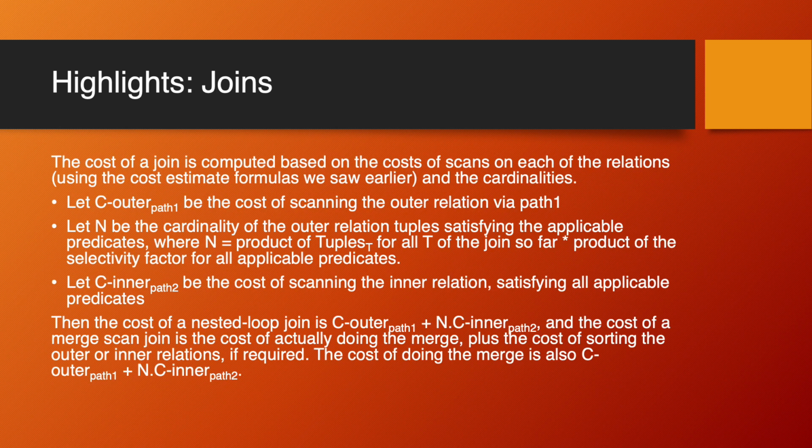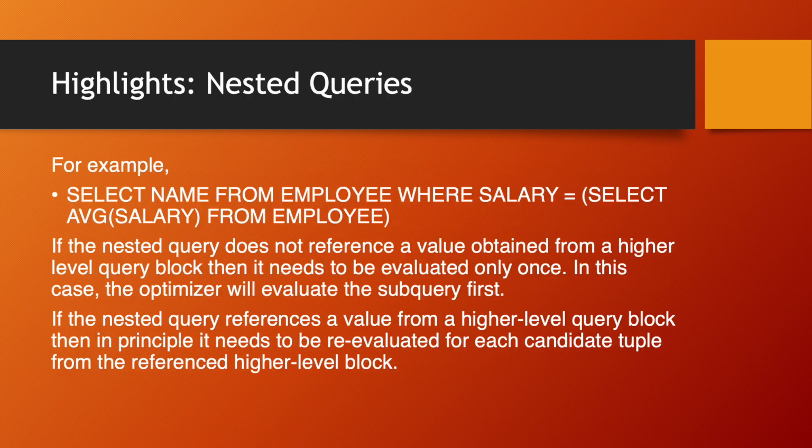The cost of a join is computed based on the costs of scans for each relation and the cardinalities. Let C outer path 1 be the cost of scanning the outer relation by path 1. Let n be the cardinality of the outer relation tuples satisfying the applicable predicates, where n equals the product of the tuples of all the relations of the join so far multiplied by the product of the selectivity factors for all the applicable predicates. Let C inner path 2 be the cost of scanning the inner relation satisfying all applicable predicates. Then the cost of a nested loop join is C outer path 1 plus n multiplied by C inner path 2, and the cost of the merge scan join is the cost of actually doing the merging plus the cost of sorting the outer or inner relations if required.